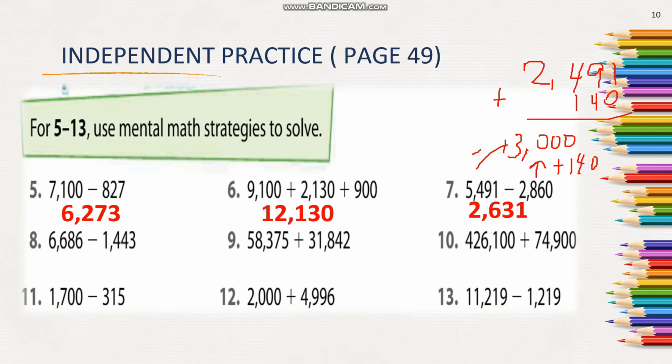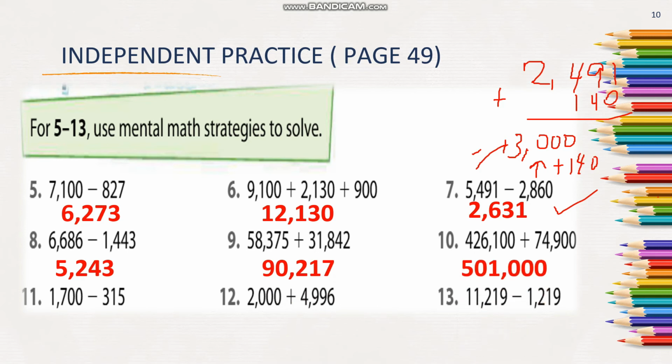If you want to apply the other mental math strategies, it's up to you. As long as at the end, you will get the same answer. And number 8, 6,866 minus 1,443. The answer is 5,243. Number 9, 58,375 plus 31,842. The answer is 90,217. Number 10, 426,100 plus 74,900. The answer is 501,000.